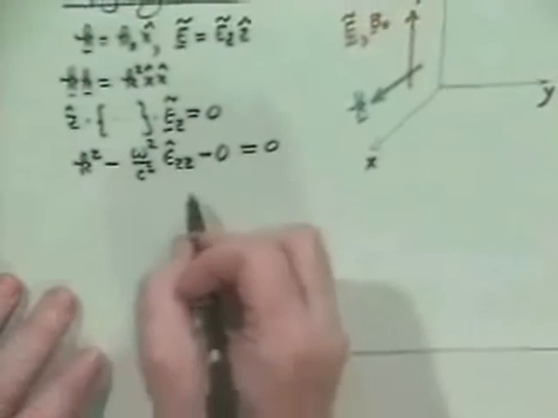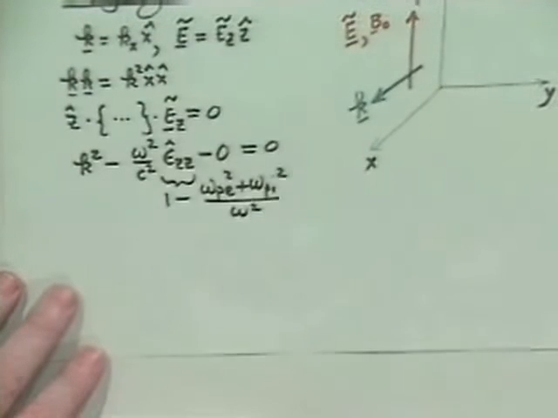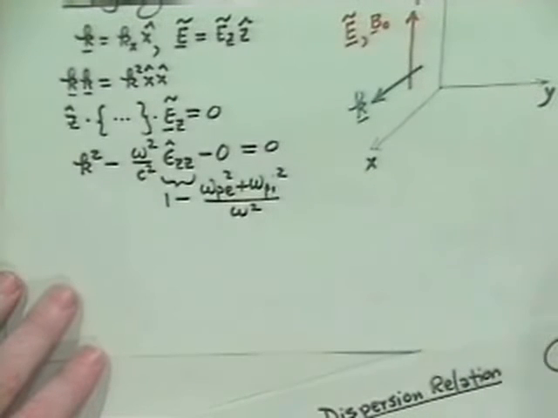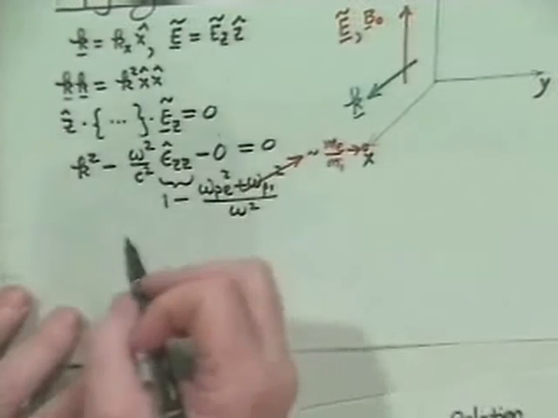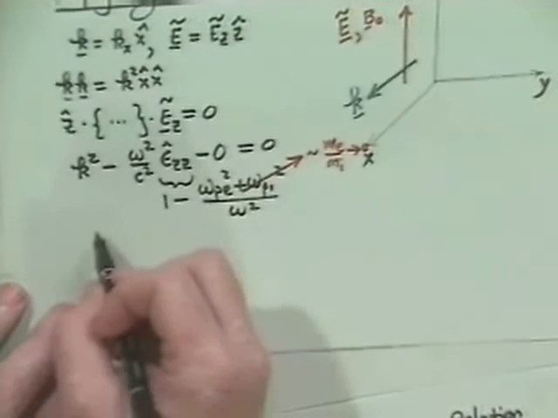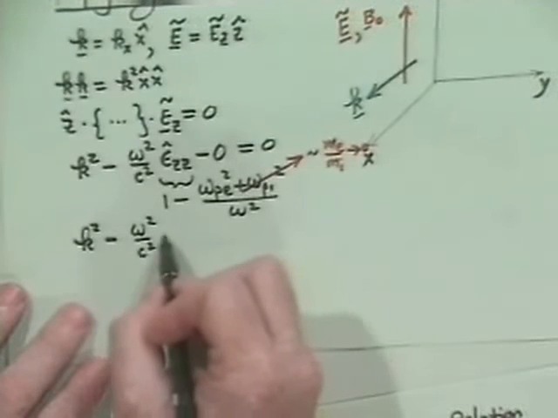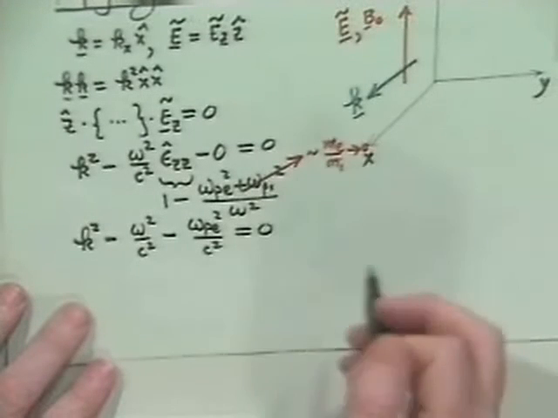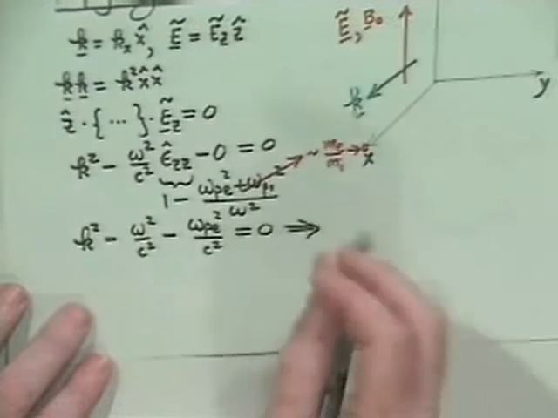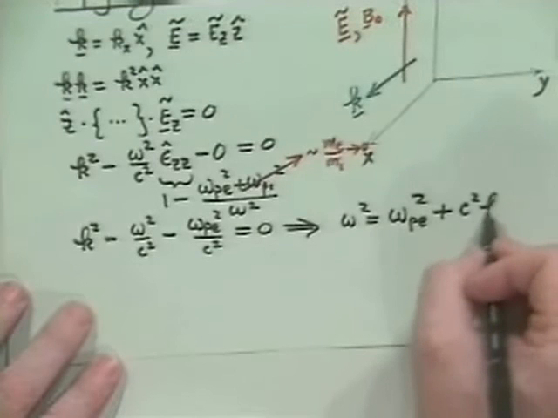So if we put all that together, this just becomes 1 minus omega P E squared plus omega P I squared over omega squared. But the ion plasma frequency is much less than the electron plasma frequency. So we'll just neglect this. It is of order ME over MI. And so we'll set that equal to 0 for simplicity. And so then our dispersion relation just becomes K squared minus omega squared over C squared, and then minus omega P E squared over C squared, and that's all equal to 0. Or if we change this into an omega squared equals various things, it's then omega squared is equal to omega P E squared plus C squared K squared.